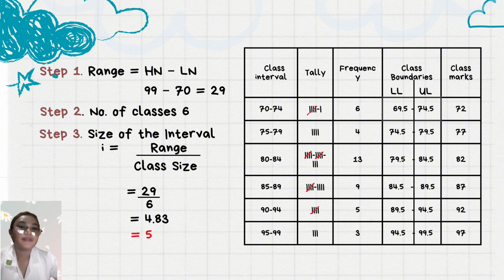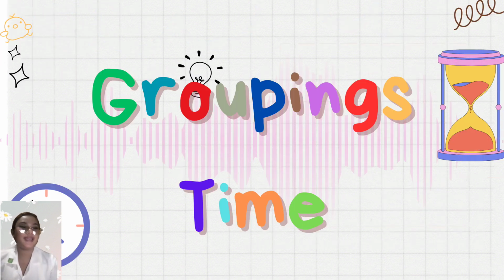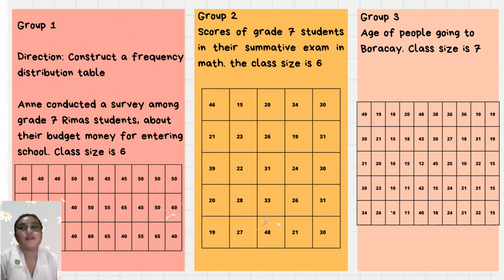Okay, so let's go to our groupings. Do you already have a group? Okay, let's just use your group from your other subject. Three representatives from the three groups, come here. I'll give you 10 minutes to answer the question. Done? Okay, done.